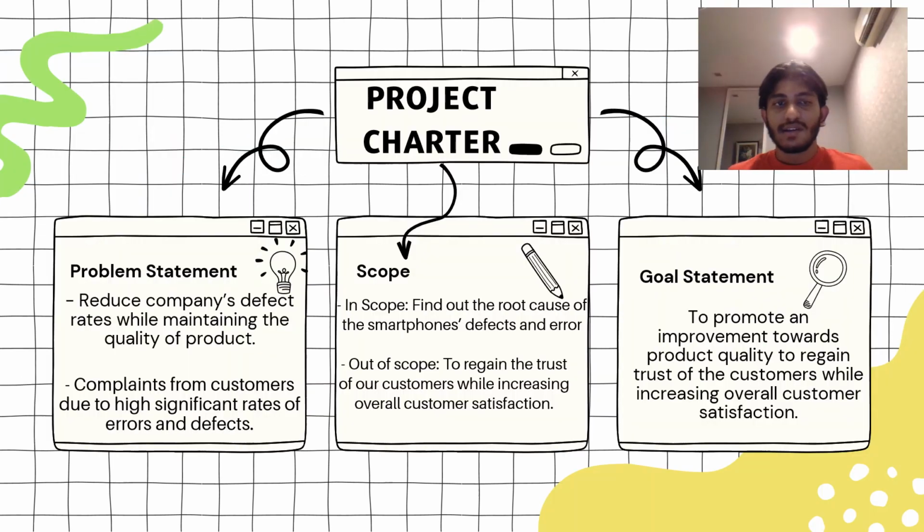First of all, the project charter. The project charter consists of three parts: the problem statement, scope, and goal statement. The problem statement is to reduce the company's defect rates as low as possible while maintaining the quality of smartphones released to the customer. The scope is to find out the root cause of the smartphone's defects and errors. And the goal statement is to promote an improvement towards product quality to regain the trust of the customers while increasing overall customer satisfaction. This is an example of the project charter for our group.